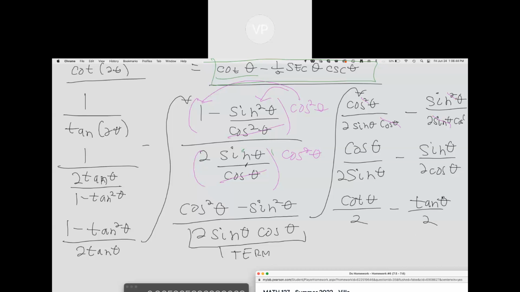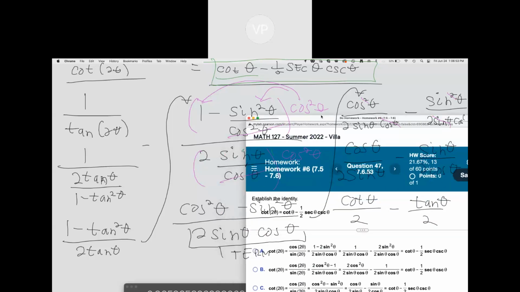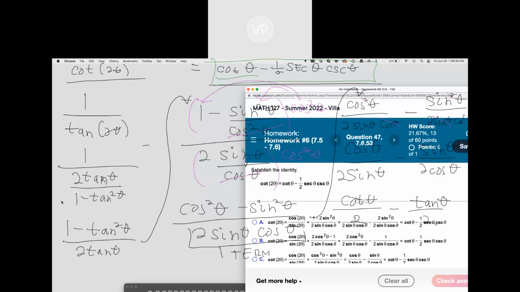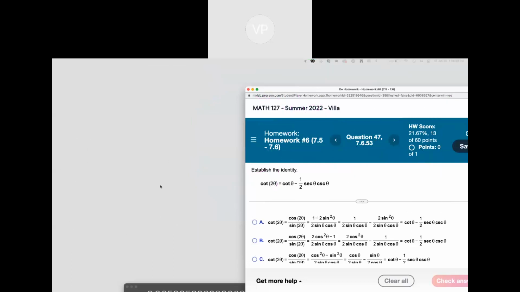What I would have gotten was, somehow out of here, another cotangent of theta over 2 would have come about. And when you combine it with this one, it would have been a single cotangent, and then I would have been left with all this stuff. But like I said, to fit with what they're doing, let's go back one more step, kind of follow where they're going.